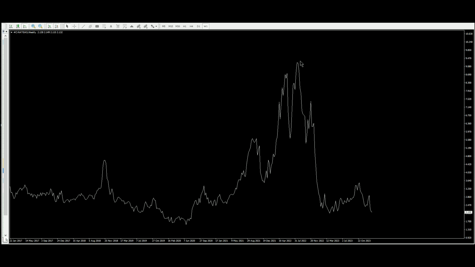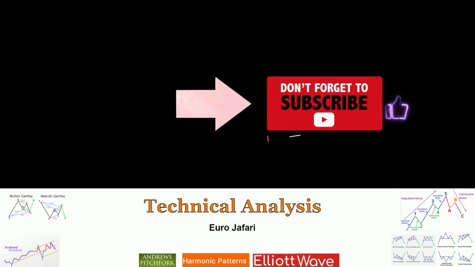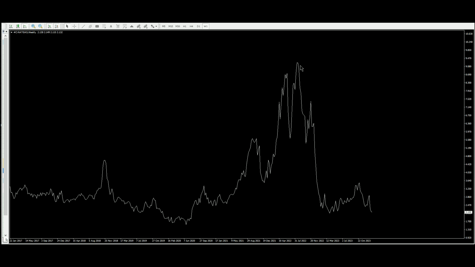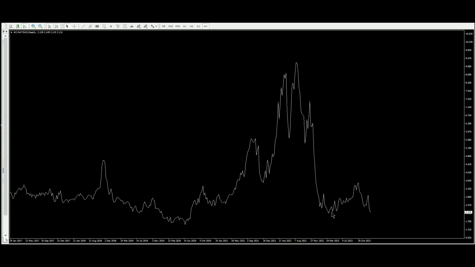This is natural gas weekly chart, and let's see where is our resistance, where is our support, and what will happen in next days. Okay, last week price break this support here, and now we understand.